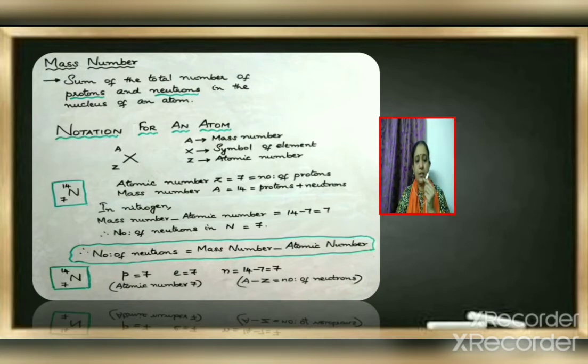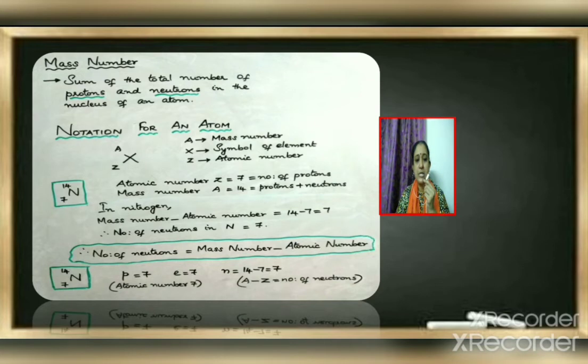For example, consider nitrogen. We know that the atomic number of nitrogen is 7 and its mass number is 14. So what will be the notation for nitrogen atom? It will be N with atomic number 7 and mass number 14. Now consider nitrogen. The atomic number Z is equal to 7. We know that atomic number gives the number of protons. So the number of protons present in nitrogen is equal to 7. Now what is the mass number of nitrogen given? It is equal to 14.